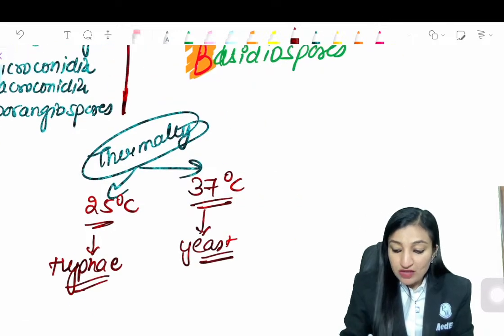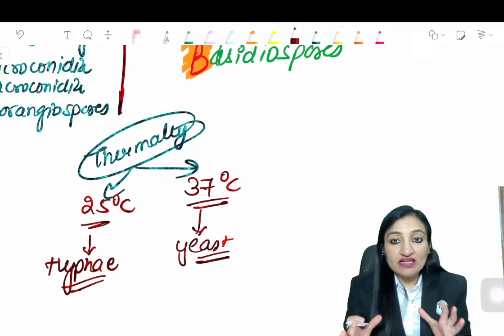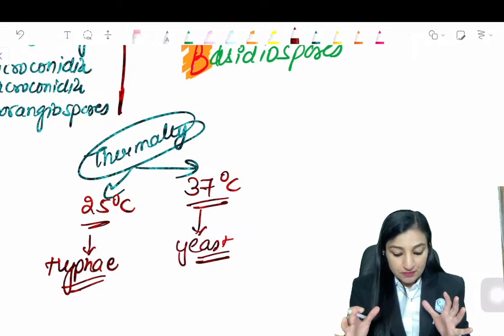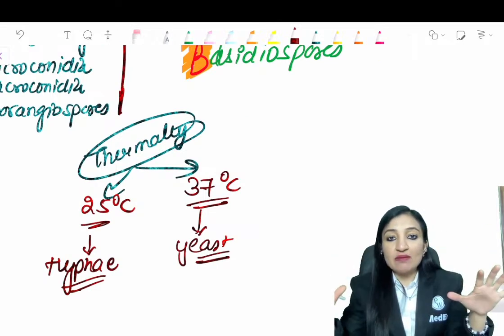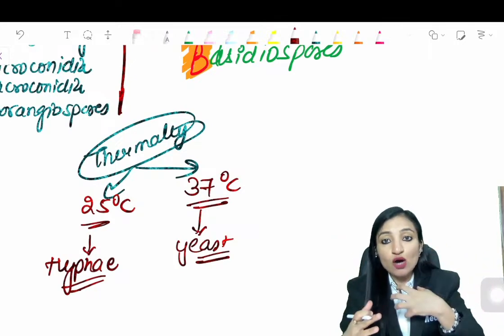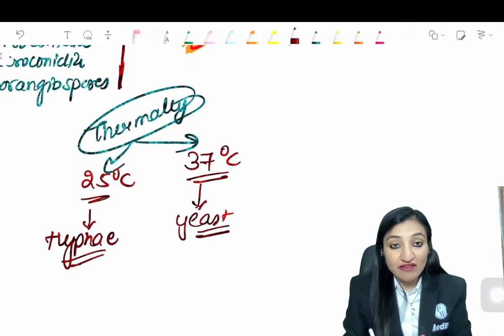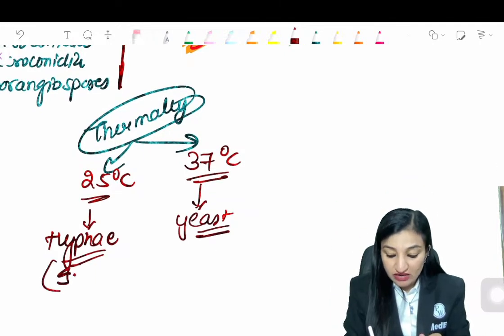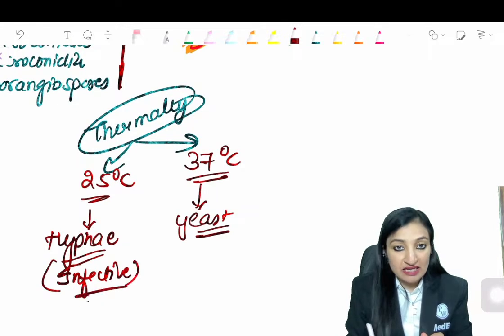Okay, and what is the infective form? Hyphae or the yeast? Whatever is there in the environment, that is going to infect us. Remember, these are not commensal fungi. So we acquire infection from the environment. So the hyphae or the molds or the filamentous forms are the infective form in case of thermally dimorphic fungi.